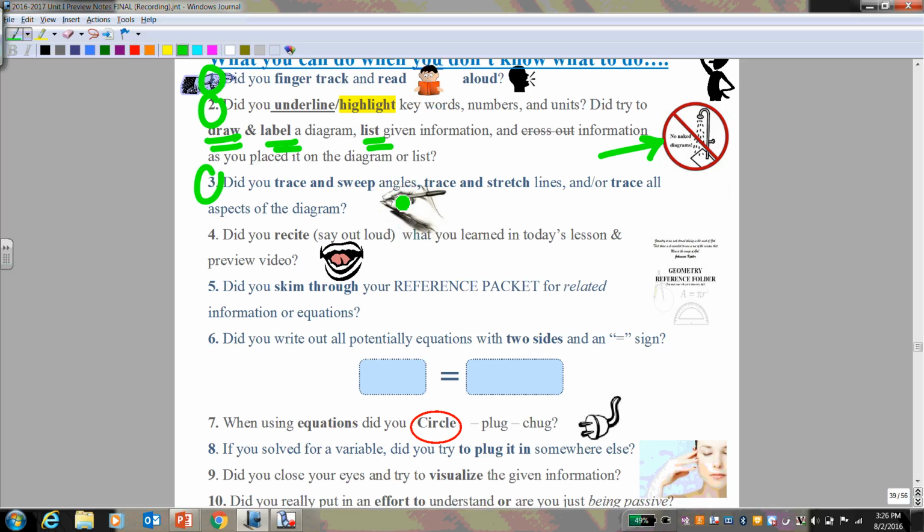Did you trace and sweep angles, trace and stretch lines, trace all aspects of the diagram? Notice the repetition of the word trace, trace, trace. That means, did you process the information through your fingertips?